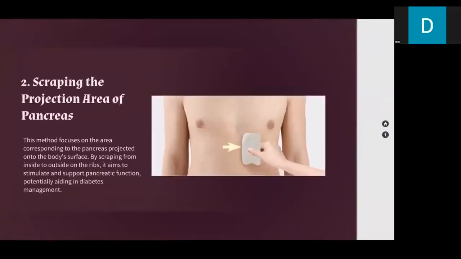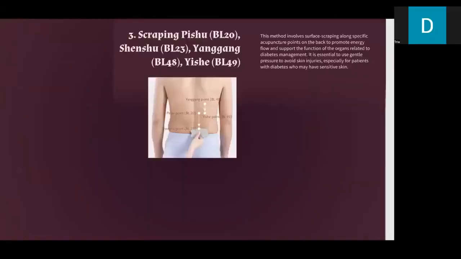Next is scraping the projection area of the pancreas. This method focuses on the area corresponding to the pancreas projected onto the body's surface. By scraping from inside to outside on the ribs, it aims to stimulate and support pancreatic function, potentially aiding in diabetes management.